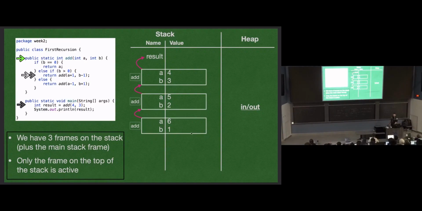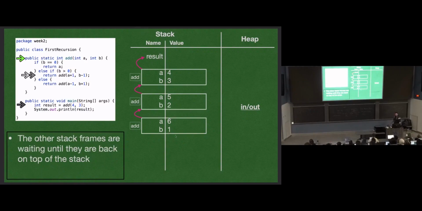So the question of what's A and B? What's A and B at this moment? Well, we look at the top of the stack. A is 6, B is 1. Even though we have 3 A's and 3 B's in stack memory, only the ones within the currently running stack frame are available to us. We can't cross these solid lines. 6 and 1, these are the values of A and B at this point in time. Now, in other stack frames, we do have other values for A and B, but they're not currently active. They're not in scope right now.